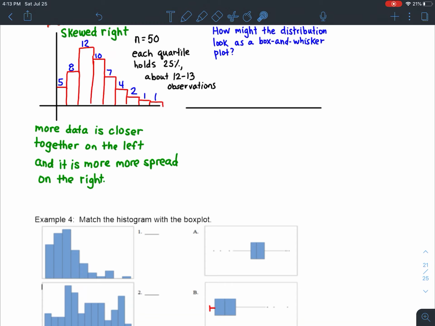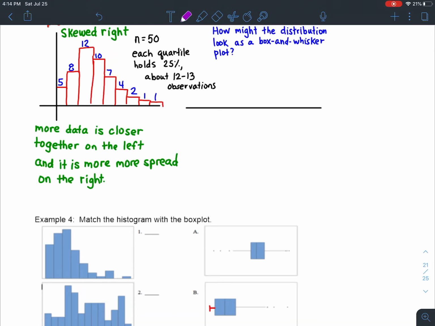Now I realize I don't have my axes labeled here, so I don't have any context for what this is. But what I have listed at the top, these are the frequencies, not the percentages, but 5 pieces of data were here, 8 were here, 12, etc. Okay? So what this means is if 50 people were surveyed, each quartile, that's like 25% of the data, each quartile is going to hold 25% of 50, which is roughly somewhere between 12 to 13 observations will be in each quartile. Because what we're going to attempt to do here is we're going to attempt to roughly convert this into how it might look as a box and whisker plot.